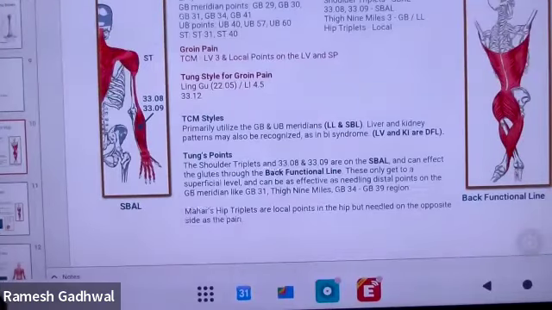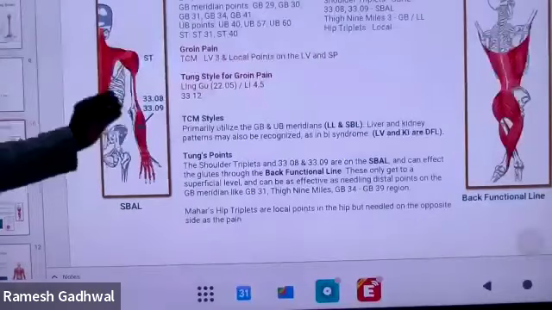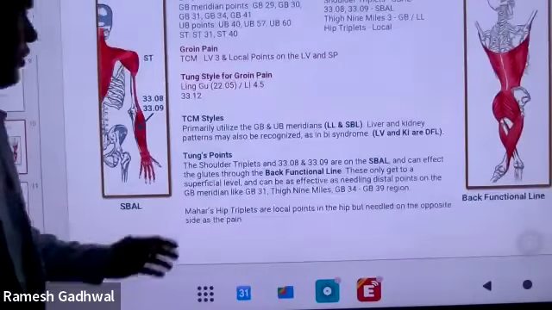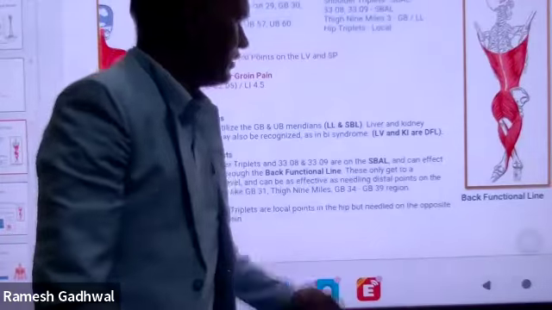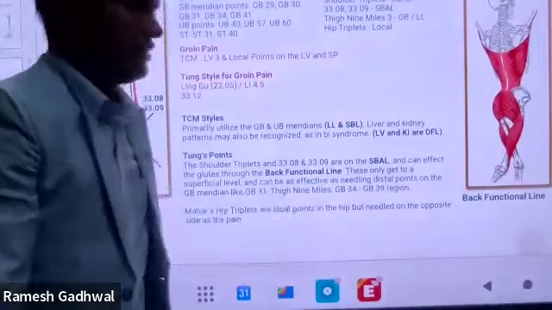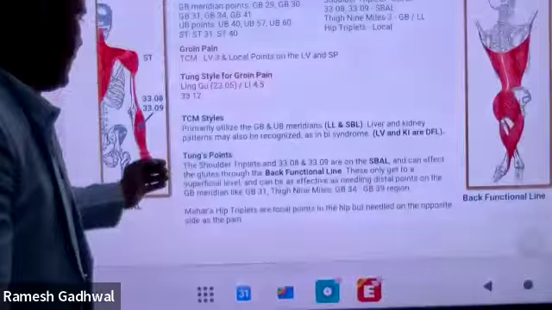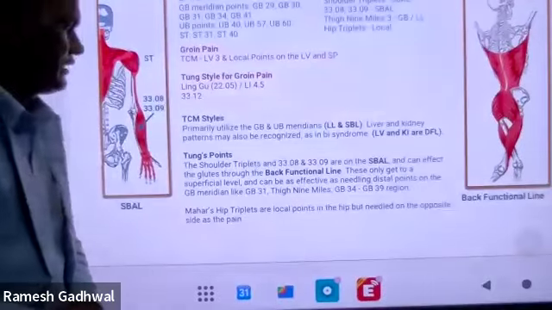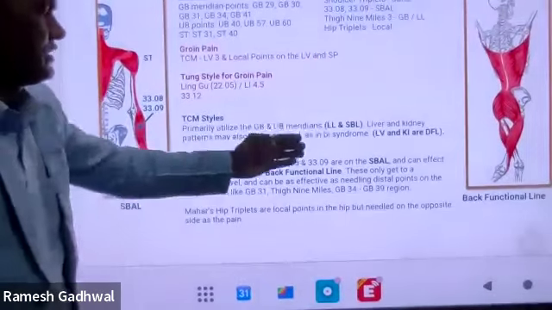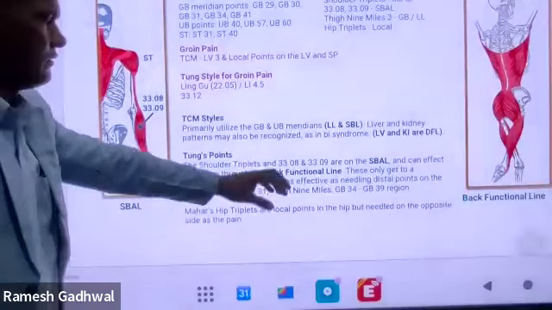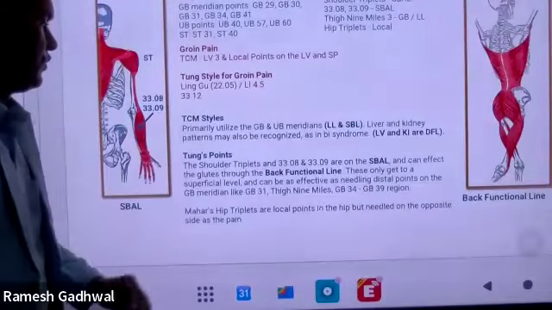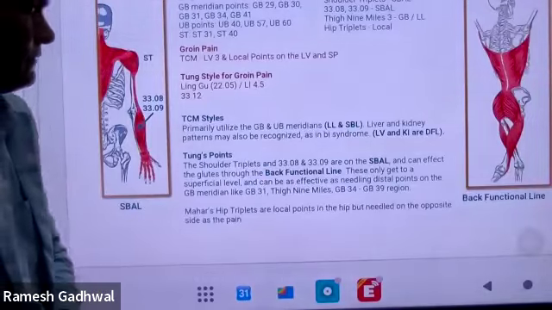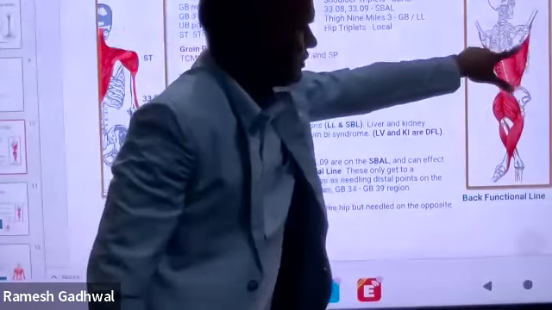In TCM styles, we primarily utilize the GB and UB meridians, lateral line and the superficial back line. Liver and kidney patterns may also be recognized as in Bi syndrome: liver, kidney, and deep front line. Then in Tong Tan, the shoulder triplets and 33.08 and 33.09 are on the superficial back arm line. Here, they can affect the glutes through the back functional line. This is the back functional line.